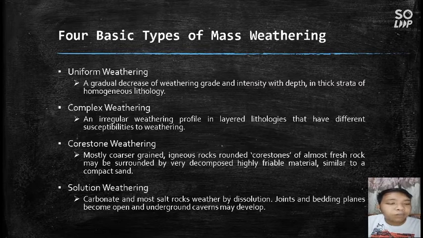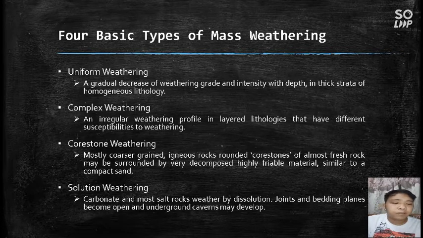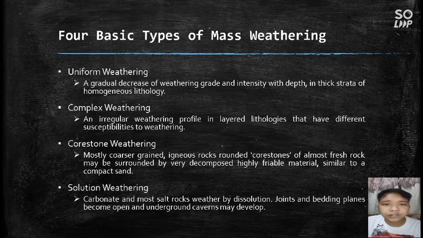So the next is complex weathering, which means an irregular weathering profile in layered lithologies that have different susceptibilities to weathering. So complex weathering, as stated in its meaning, is an irregular pattern wherein different characteristics are found in the area of the layered lithologies.